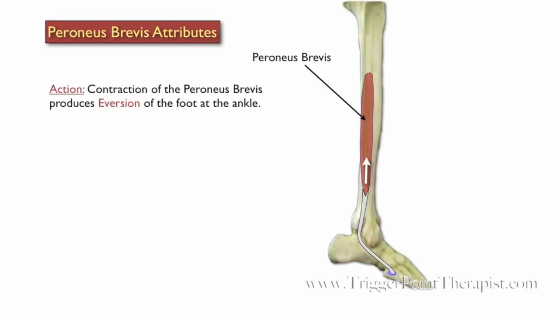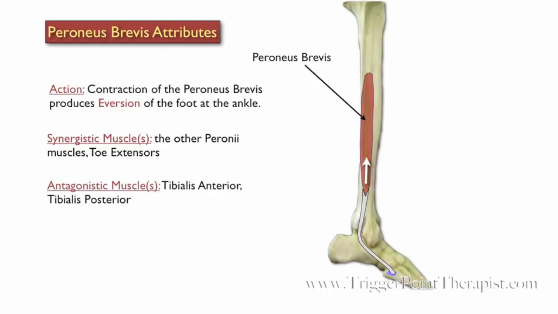Contraction of the Peroneus brevis produces eversion of the foot at the ankle. The other Peronii muscles and the toe extensors are synergistic, and the tibialis anterior and tibialis posterior are antagonistic.